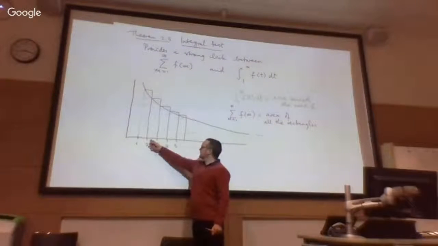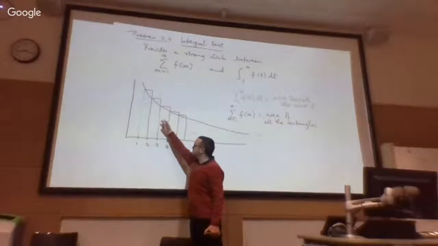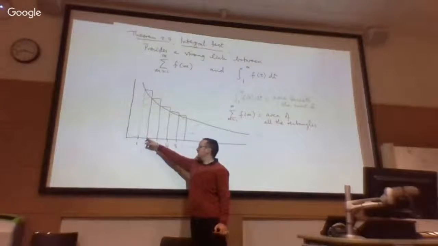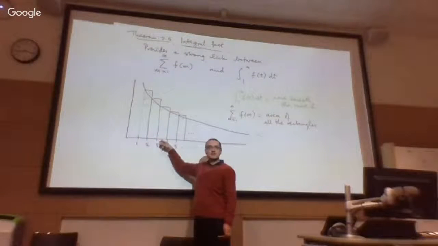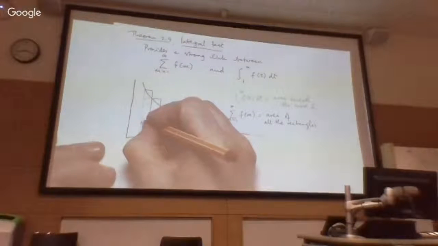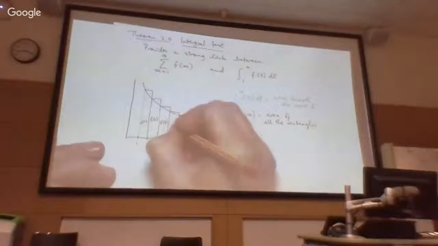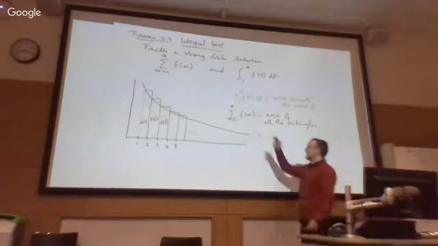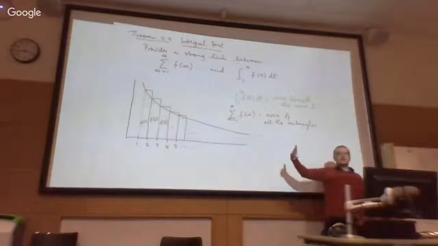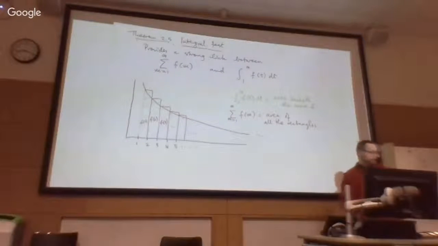Okay, pretty simple. All of the rectangles have width 1, and they have height supplied by the function f. So the first rectangle is height f(1), the second one is height f(2), the third one is height f(3), etc. So the area of the first rectangle is f(1), the area of the second rectangle is f(2), the area of the third is f(3), and so on. So when you add up all of these quantities f(n), what you're doing is you're looking at the total area in all of the rectangles, an infinite collection of rectangles.